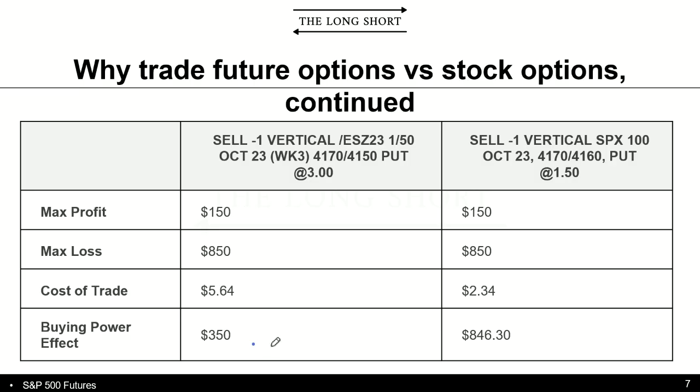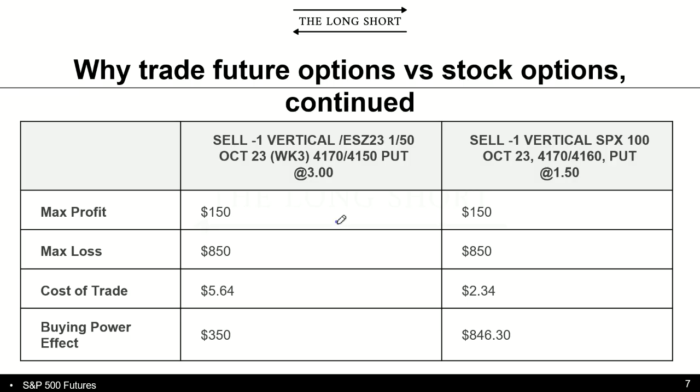This is the main reason why we use this. How much money will I spend to put this trade on? $350 in the futures market, $846 in the SPX market. Why should I put 3 times more money, or 2 times more money at least, 2.5 times, to trade the exact same thing, get the exact same amount of money? Why should I put this down when I can do the exact same thing in the futures market, right? And the risk reward is exactly the same here.